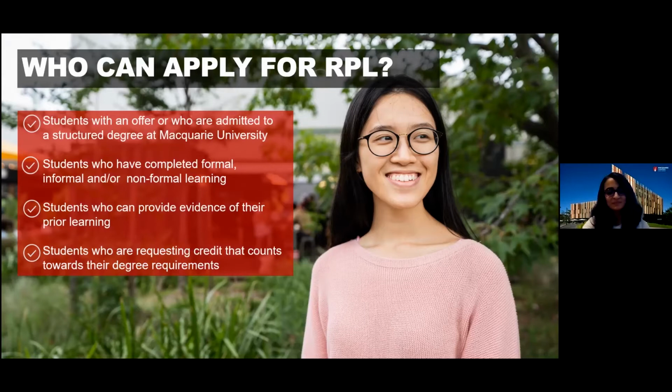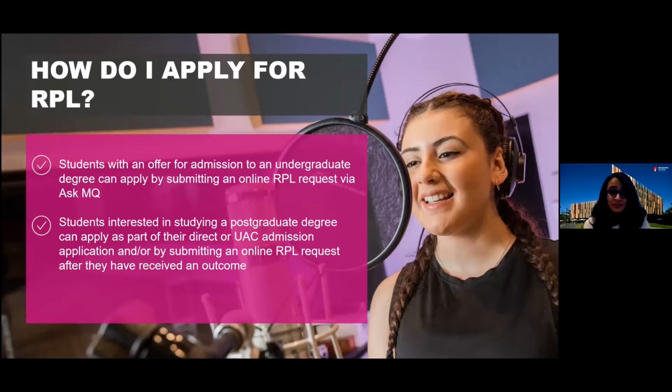If your prior studies count towards your degree requirements, that's all that we need when you're applying for RPL. The next question that we usually get asked is, how do you apply for RPL? Well, if you're an undergraduate student, that is, if you're intending to study a bachelor's degree or currently admitted into a bachelor's degree, you can apply by submitting an online RPL request via Ask MQ. If you're a postgraduate student that is currently admitted into a master's course or intending to study a master's course, you have two options. One of them is that you can apply as part of the direct admission or UAC admission process, or you can submit an online RPL request after you've received an outcome.